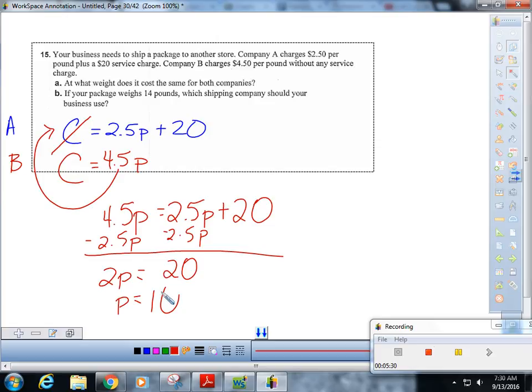So what that means is that if we have 10 pounds to ship, both companies are going to charge the same amount. Now, what if we wanted to ship 0 pounds?